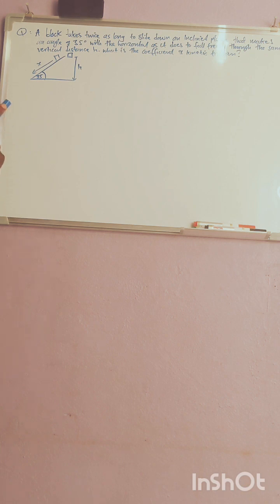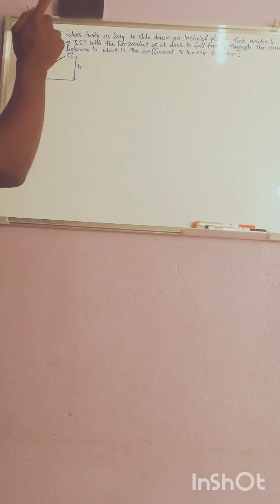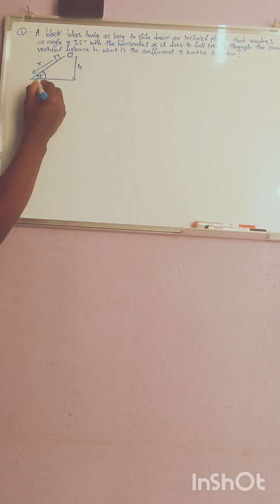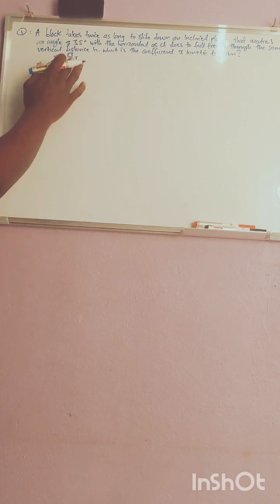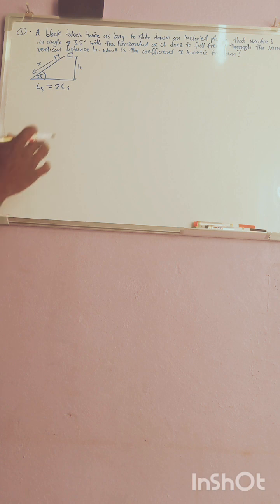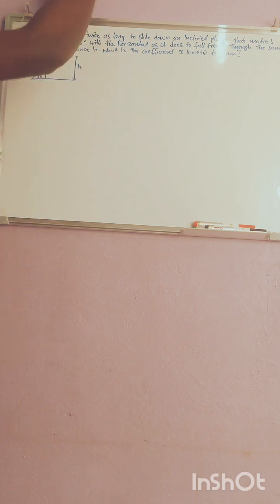But now the question says it takes twice the time to slide down the inclined plane as it does when it just falls freely. So what it means is that if it takes t seconds to fall from this height to the lowest point, it will take 2 times t to slide down the inclined plane. This is what it means. Now let's collect our data.